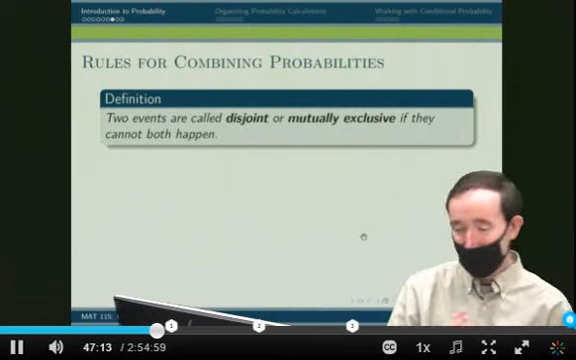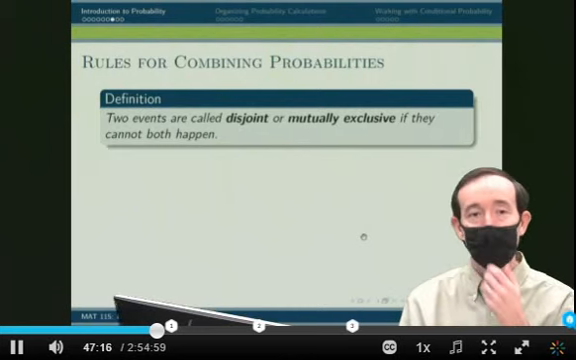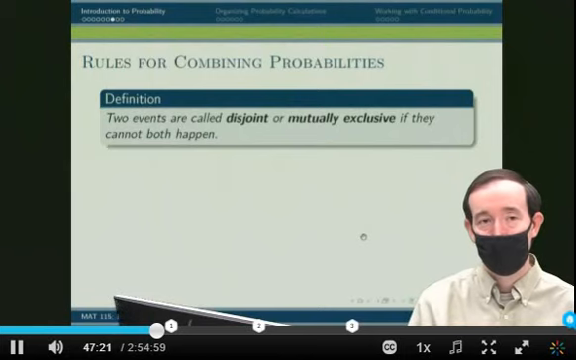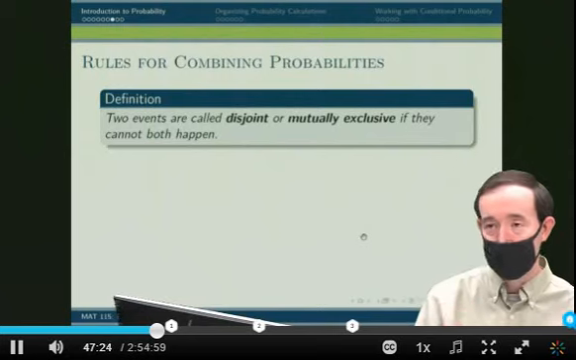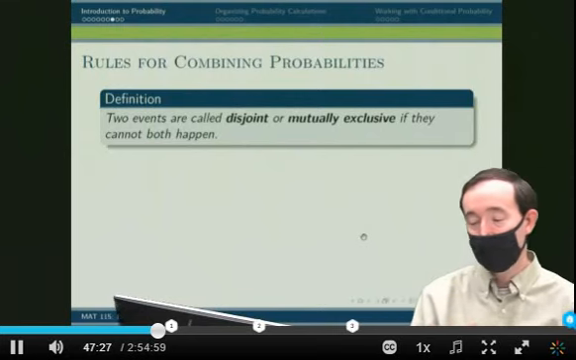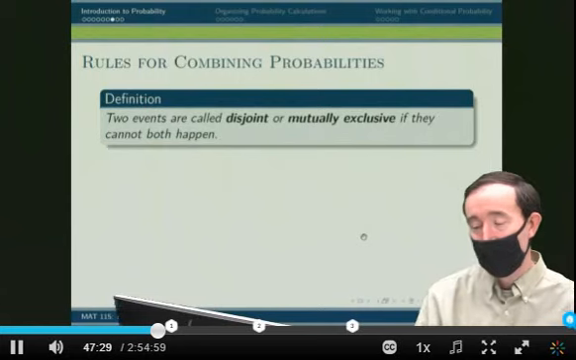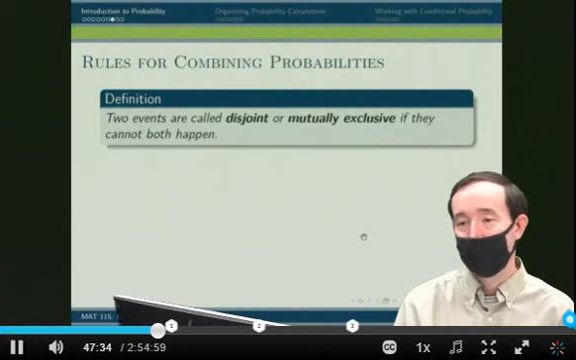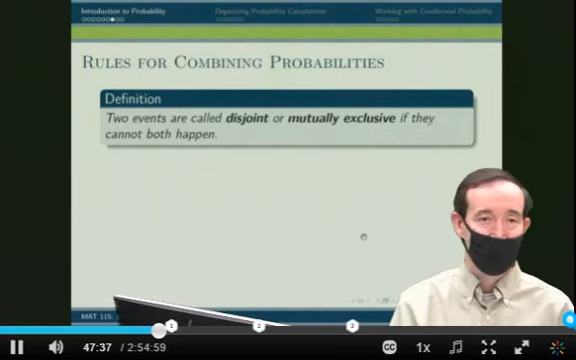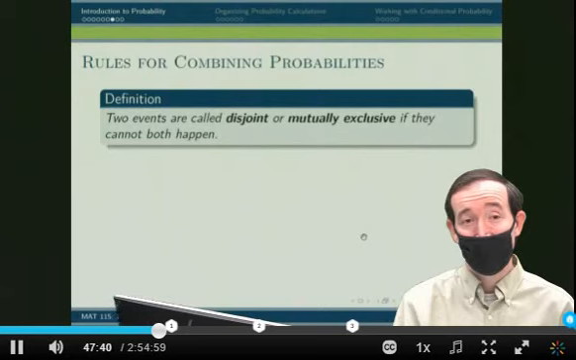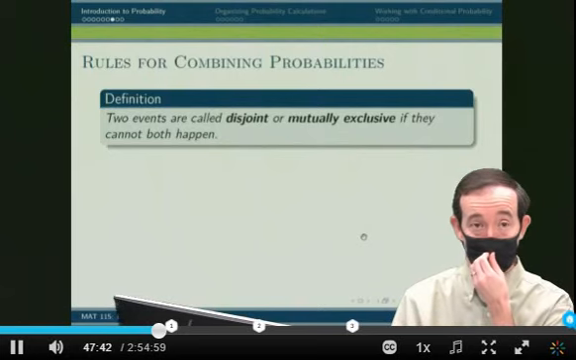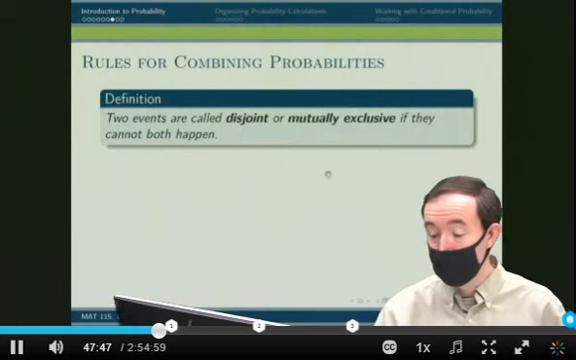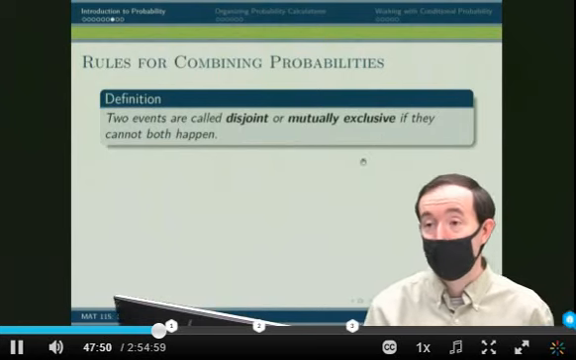All right. Now, when we want to combine probabilities, there are a few key terms about events that will help us know how to do that. The first of those is disjoint or mutually exclusive. They're two different ways of phrasing the same idea. If I consider two events to be disjoint, what I'm saying is it's impossible for both of them to happen together. Maybe one can, maybe the other can, maybe neither can, but they cannot both happen together. That's what it means to be disjoint or mutually exclusive. Mutually exclusive means that each one excludes the other as a possibility.